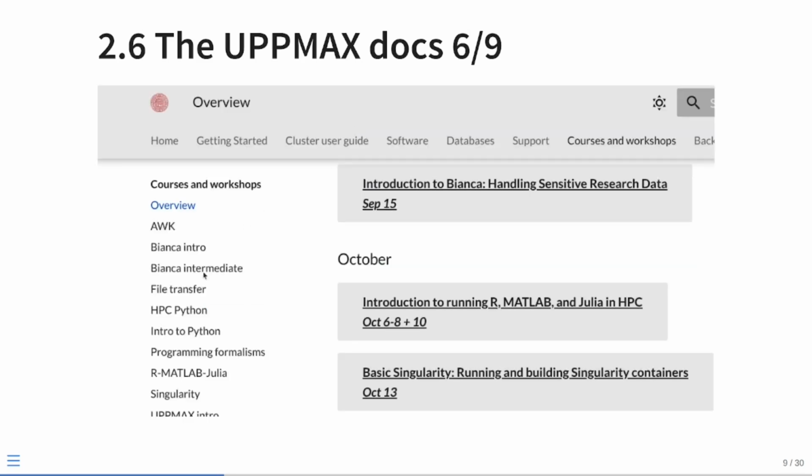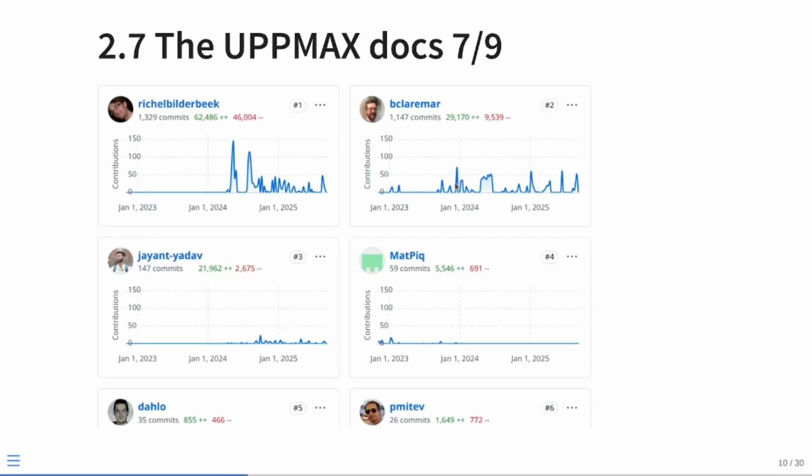We have an overview of all our courses and we have a schedule when our courses run in our UPPMAX documentation. Because the UPPMAX documentation is on GitHub, we can see a list of contributors, people that were impactful on the change, on the content of the page.